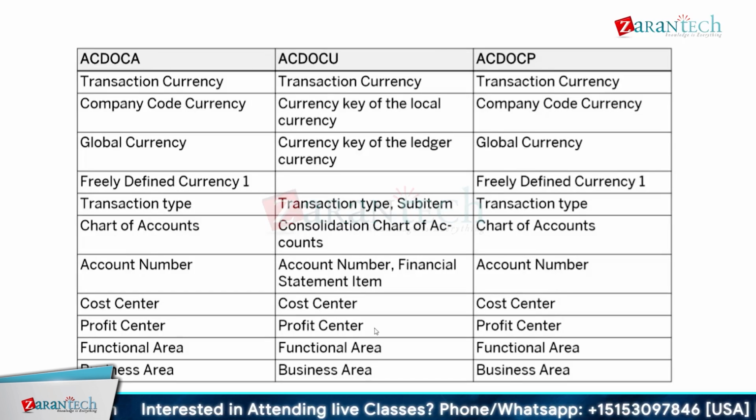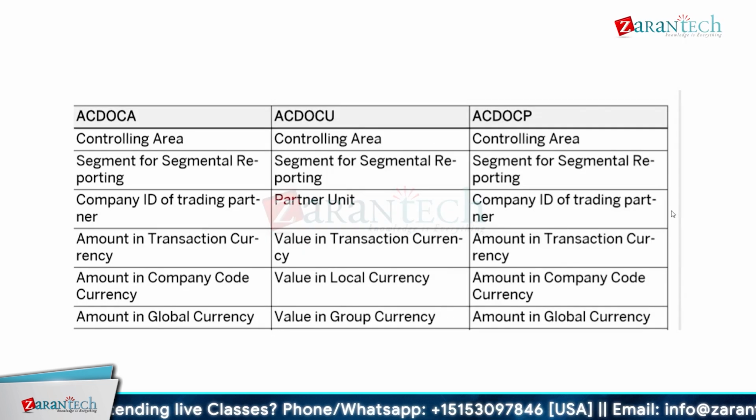Cost centers remain as they are, profit center remains as it is, functional area remains as it is, business area remains as it is. Controlling area is the same, and segment is there because you want to do segmental reporting. Company ID is called a partner unit. The intercompany transactions are identified in finance based on trading partner. The same way, the same column updates in ACDOC as a partner unit, which identifies your intercompany transactions.